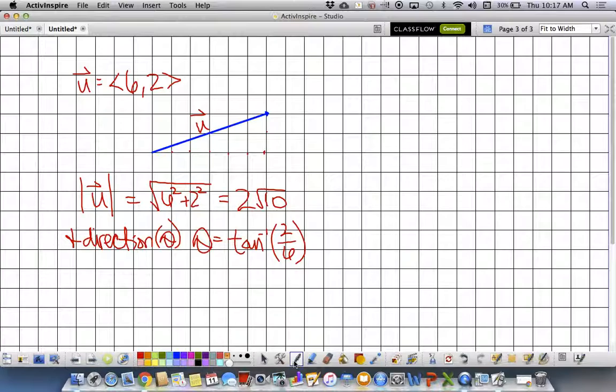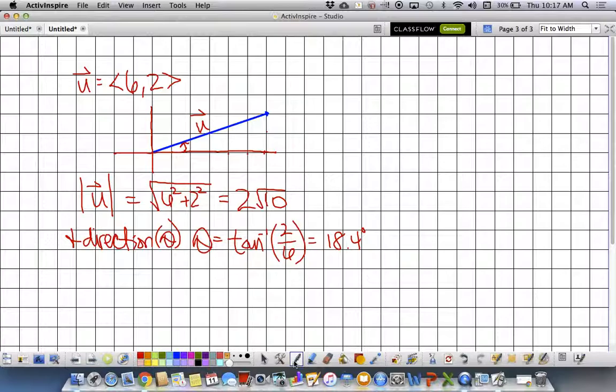Does it make sense that it's 18.4 degrees? No, it doesn't. Where are we measuring from? From the bottom, from the initial point, from our angle right here. So it's still 18.4 degrees. But if it's in the second quadrant, you need to use 180.